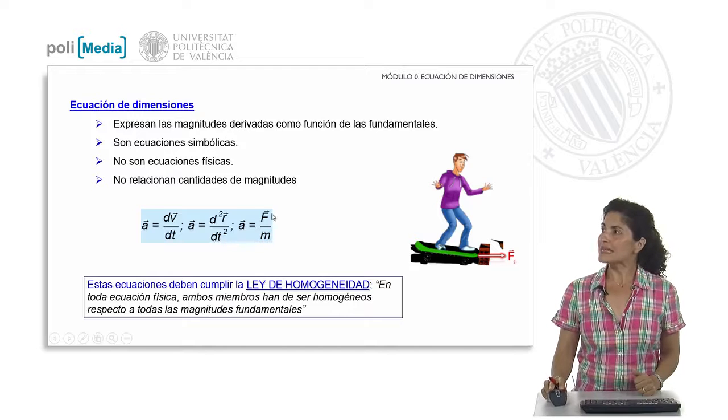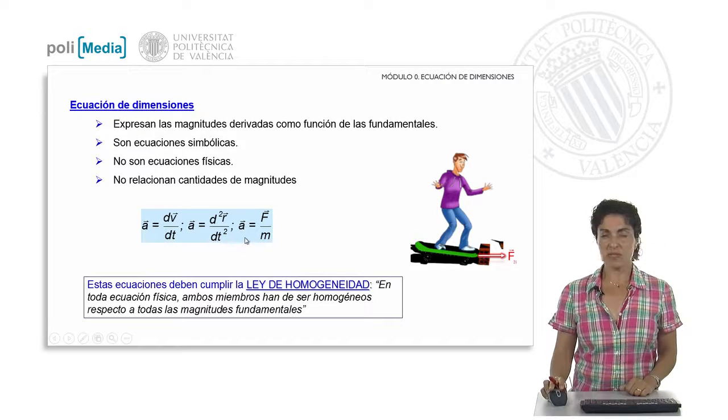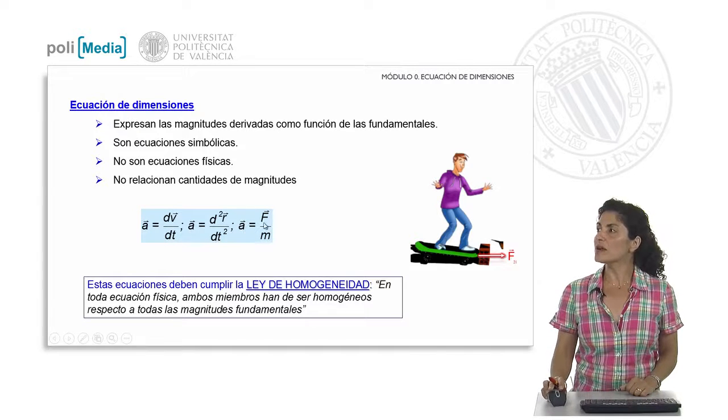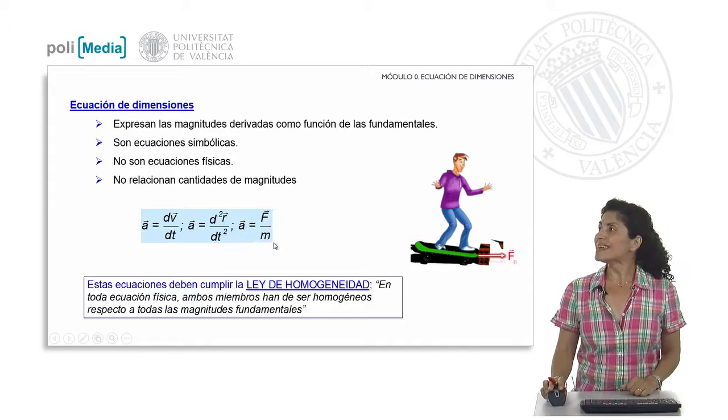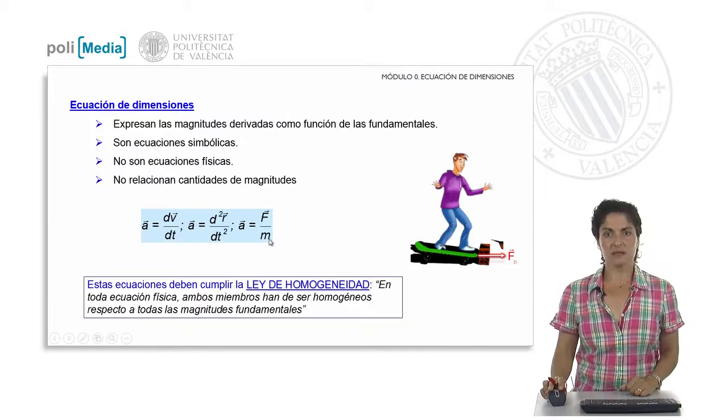Another case of relationship, but with two derived quantities. We would have acceleration as a function of force, which is not fundamental, and mass, which is fundamental. But if we wanted to, we could do the dimensional analysis and see on which fundamental quantities the force depends. We will see this later in an example.